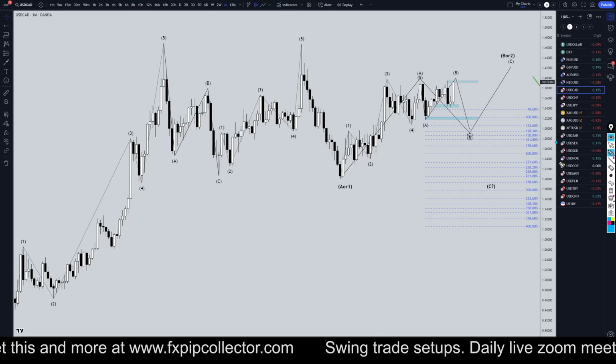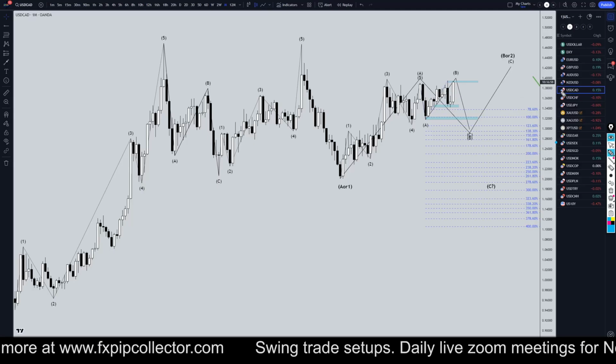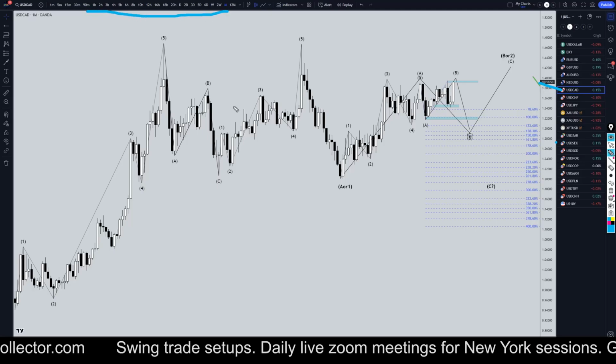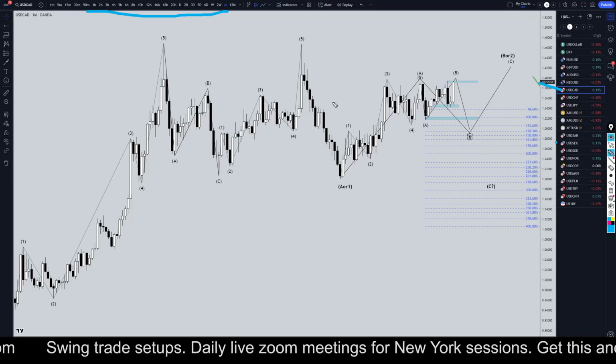Today is Thursday, October 31st, and I'm going to be analyzing the US dollar Canadian, starting on the monthly, working my way all the way down to the 1 hour time frame for the full top-down analysis.